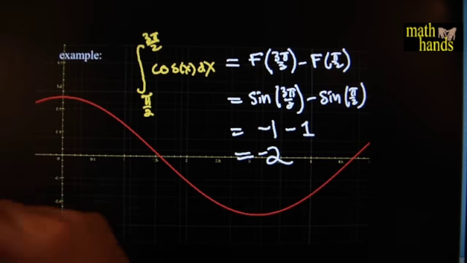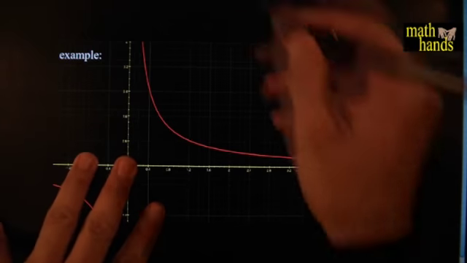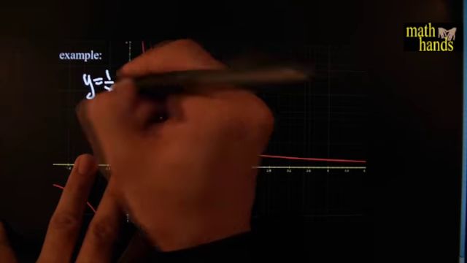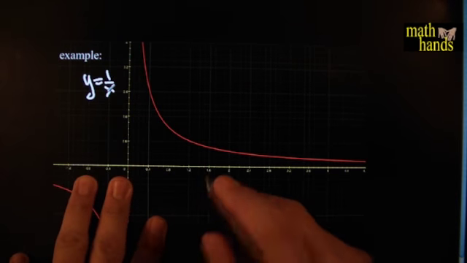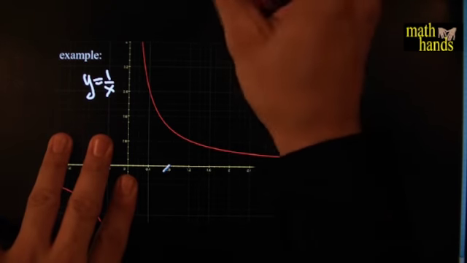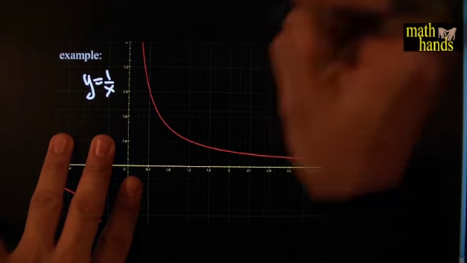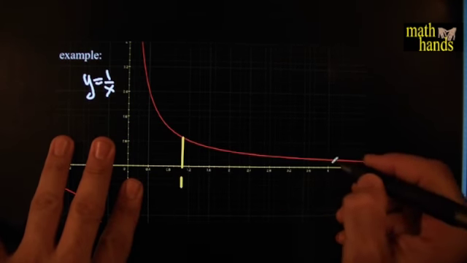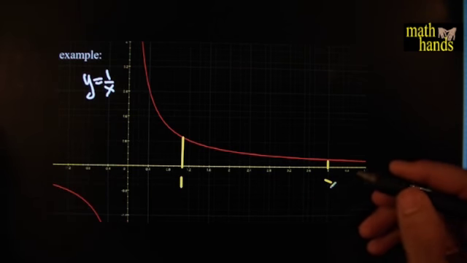Alright. How about some more classic examples? I'll leave that one alone. Classic examples. y is equal to 1 over x. Okay? Super famous. Have you ever wondered on 1 over x, if I wanted to find the area, say, I don't know, say from 1 to 4. What is that area?